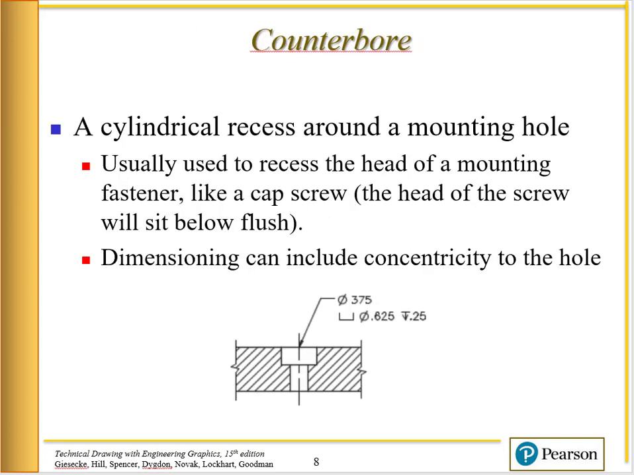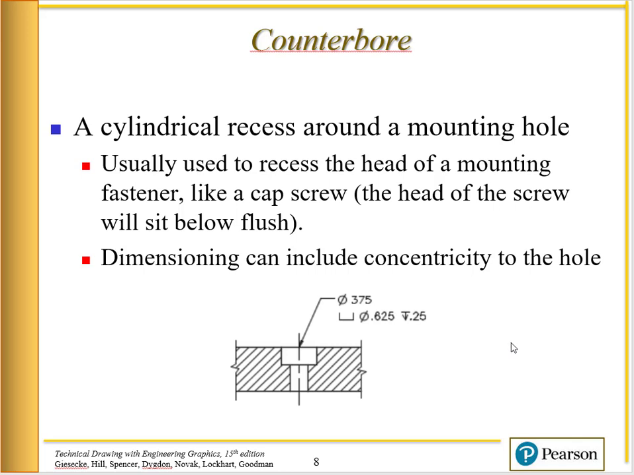Next feature I want to talk about is the counterbore. It's a cylindrical recess around a mounting hole. It's usually used to recess the head of a mounting fastener, like a cap screw. So you want the head of the screw to sit below flush. So you'll create this counterbore feature to keep that head of the cap screw sitting below flush. The dimensioning can include concentricity to the hole. Again, that could be GD&T, but we'll talk about that later.